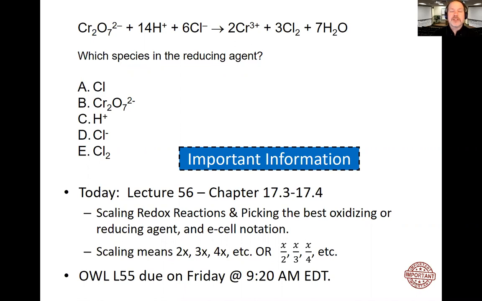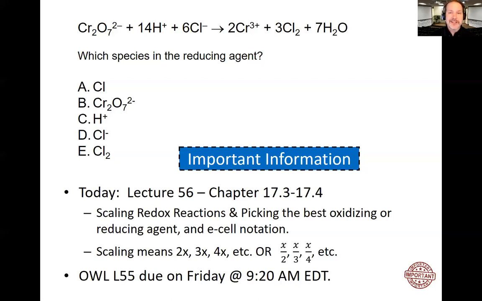Today we're going to learn about scaling up or down redox chemical reactions, picking the best oxidizing or reducing agent, and a little bit about electrochemical cell notation. Those three things. I have a question on the screen. Can you figure out which species is the best reducing agent? Go ahead and pause the video and see if you can figure that out.